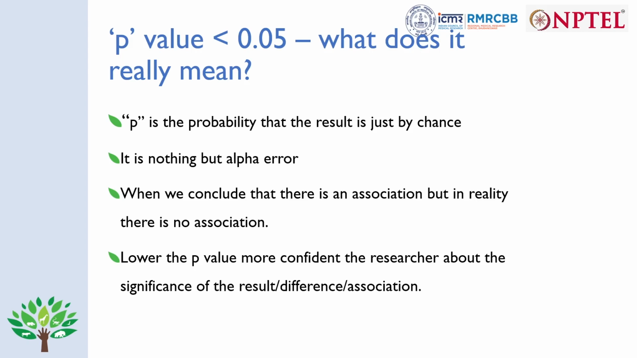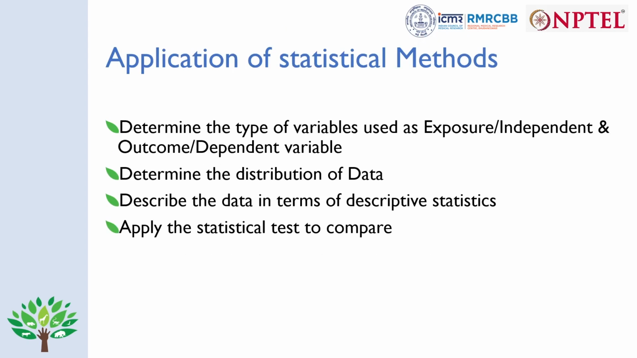So the lower the p-value, the more confident the researcher is about the significance of the result, the difference, and the association. Application of the statistical methods. First, there are different steps for how to use the statistical methods or tests of significance. First, determine the type of variable used as exposure or independent variable, and outcome or dependent variable. Let me explain what the exposure variable and the outcome variable are.